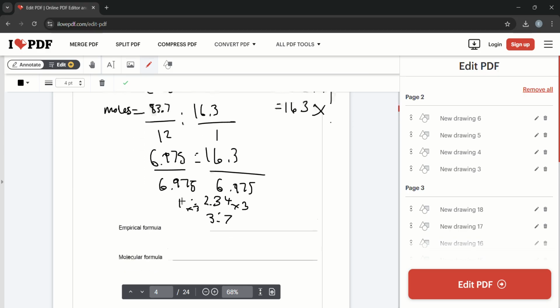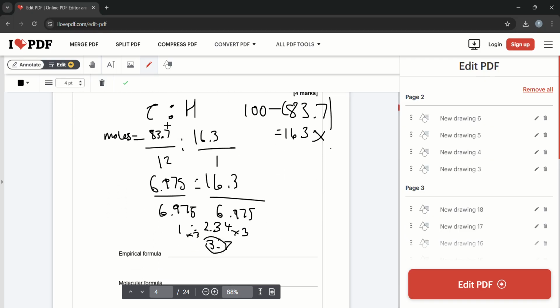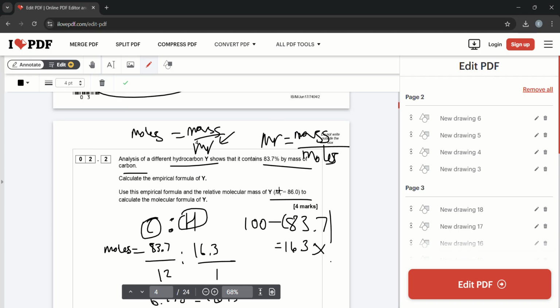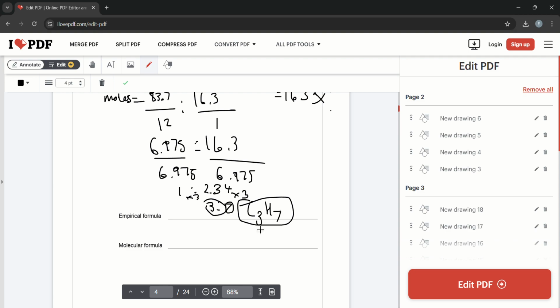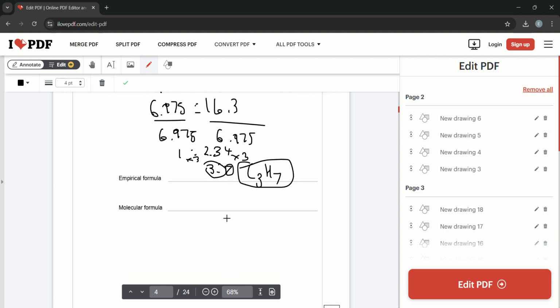So the empirical formula, this is for the carbon, this side, and this is for the hydrogen, which is 7. It's going to be C3H7. That's the empirical formula. Now the molecular formula. We know the Mr is 86.0. So let's see if we double it, what will happen? We'll get C6H14. What's the Mr of that? 12 times 6 plus 14, that is 86. That is equal to 86.0. Therefore, C6H14 is the molecular formula.